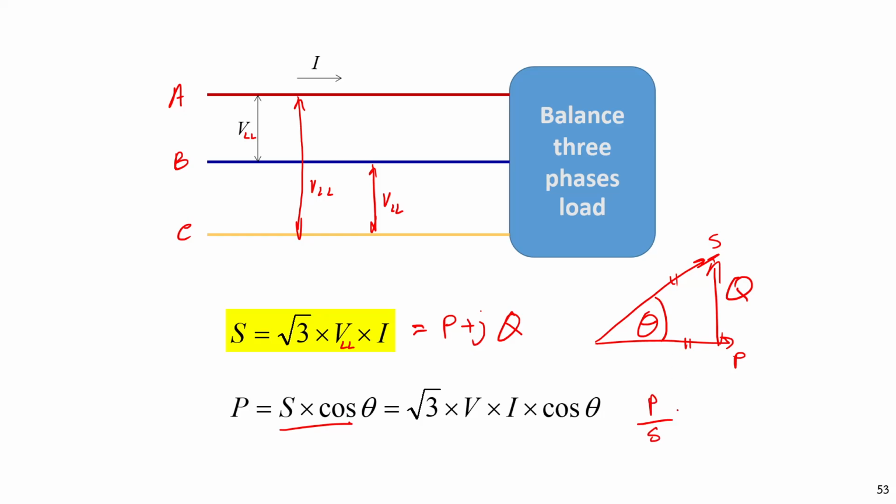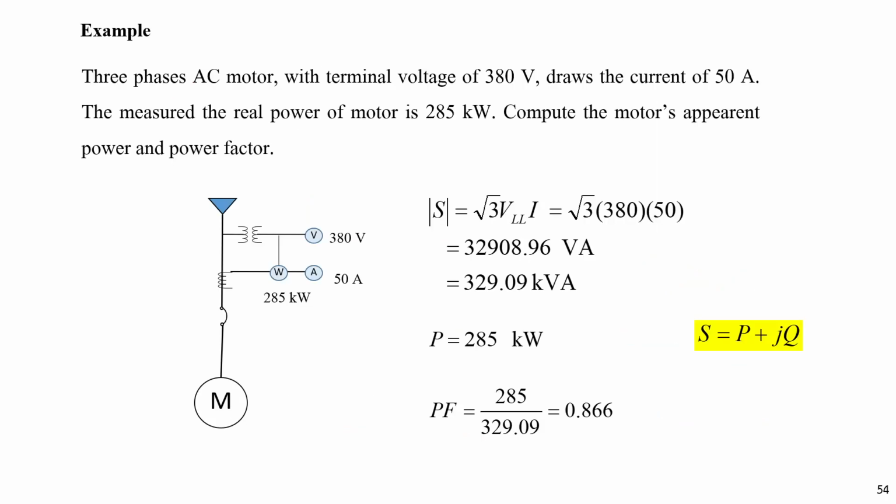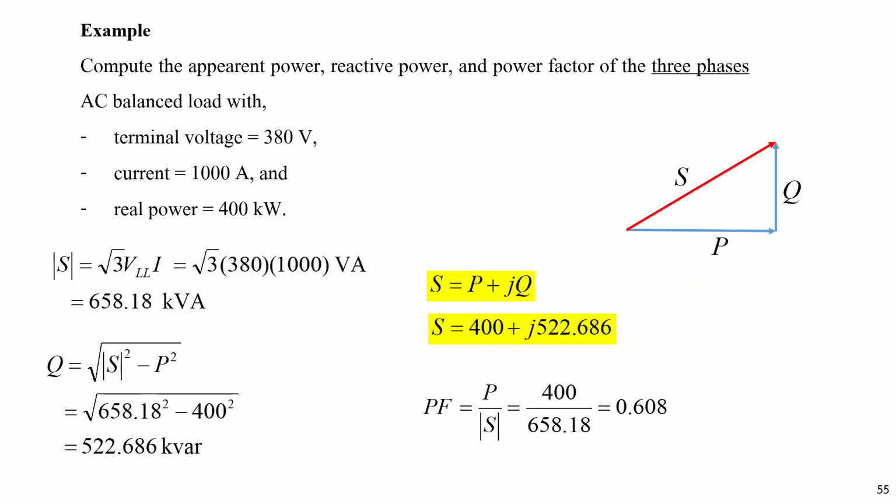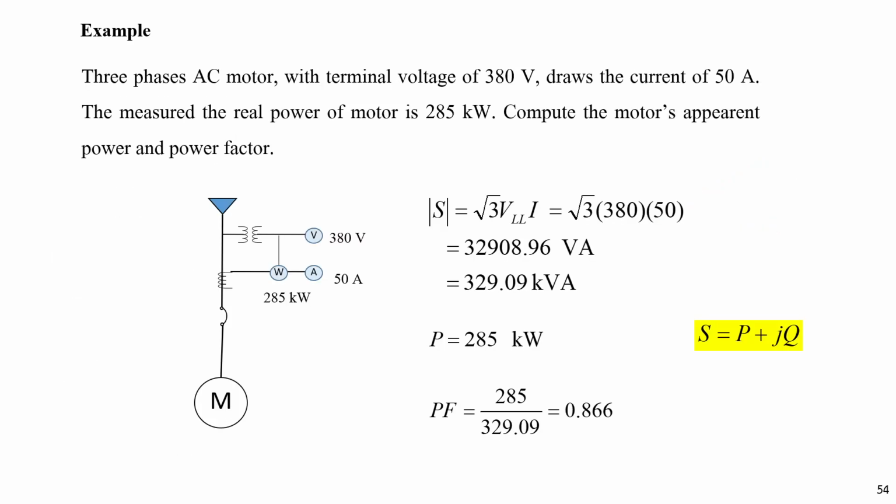P by S is cos theta. So P is S cos theta, or root 3 into V into I cos theta. I will show you maybe two examples, and then we take it, right?